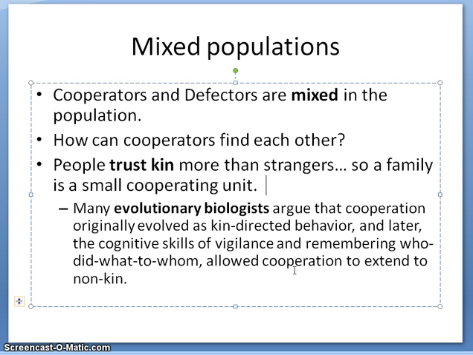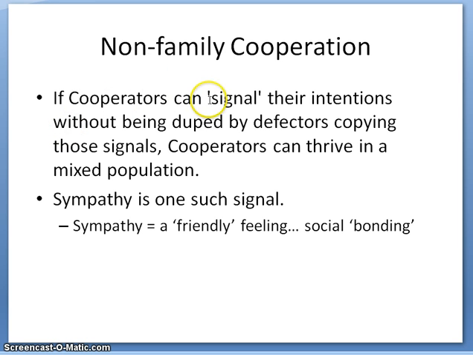That's powerful. Because previously, if I was only cooperating with my kin, then I was losing out on possible cooperative benefits with everybody else in the society. So the idea is evolutionary processes favored brain evolution that allowed us to monitor these social interactions over time. And so, non-family cooperation: if the cooperators can signal their intentions without being duped by defectors copying those signals, then cooperators can thrive in a mixed population.